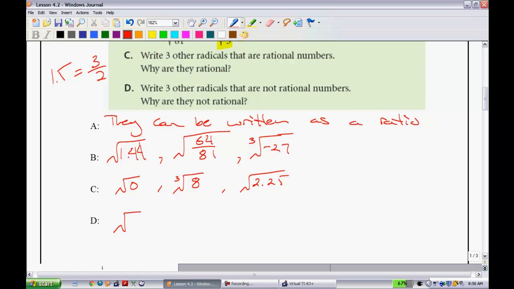So for instance, we know that the square root of 4 is a perfect square, so it means you could take the square root of 3, for instance. If you put that into your calculator, it's not going to work out very nicely.